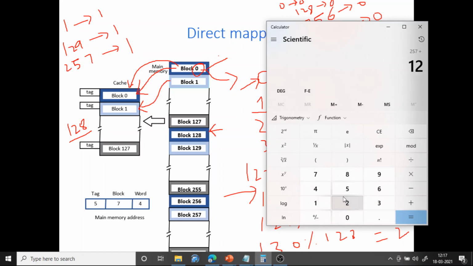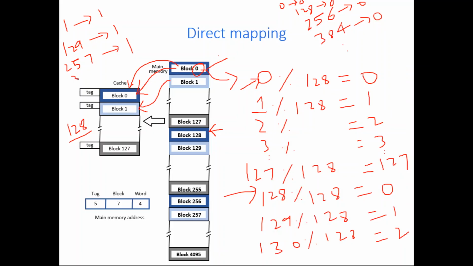257 plus 128 is 385. Block 385 will also map to block 1. So the point is, multiple blocks of main memory will map to the same block of the cache memory. This is how the direct mapping technique works.